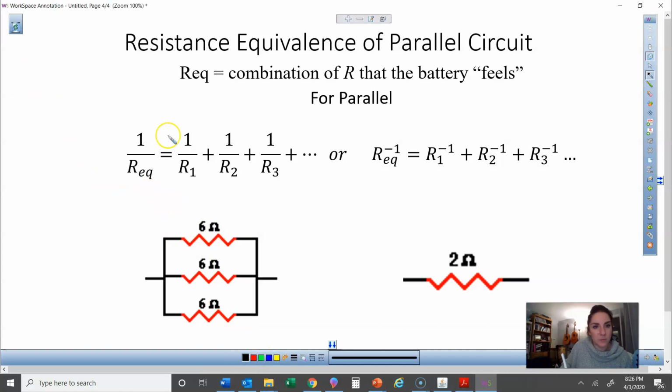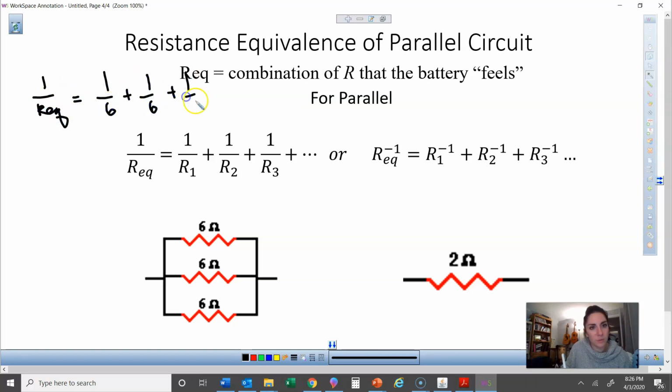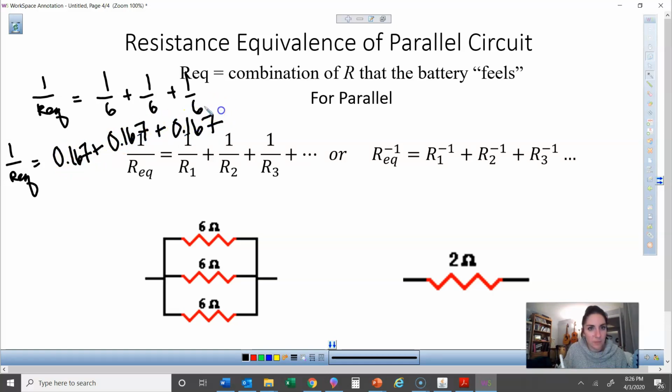So if I were to do this with this equation, it'd be 1 over REQ equals 1 over 6 plus 1 over 6 plus 1 over 6. And I'm going to do that in my calculator. 1 over 6 gives me 0.167 plus 0.167 plus 0.167. I just did the three of them, right? So I get 1 over REQ is equal to 0.5.